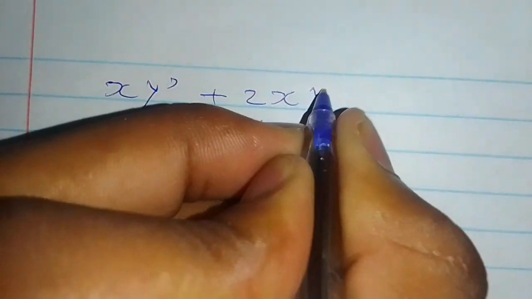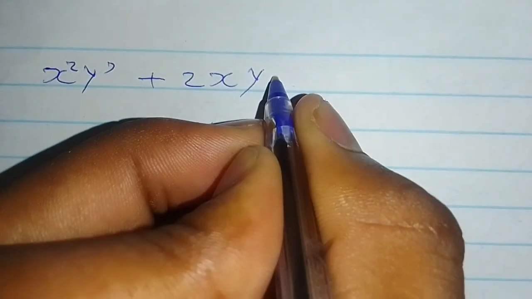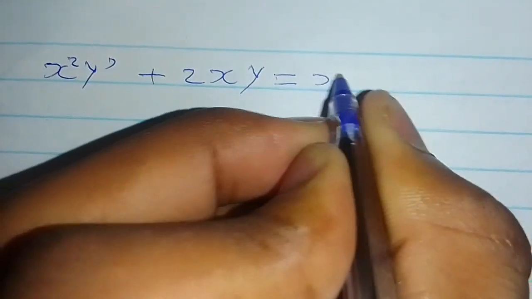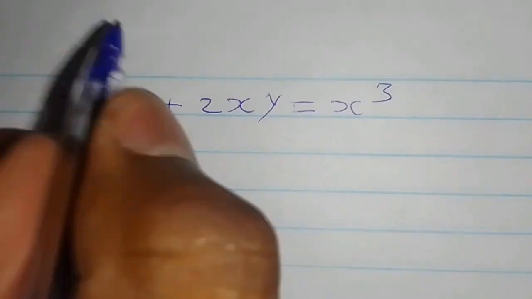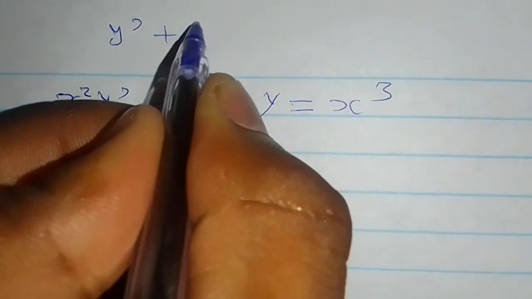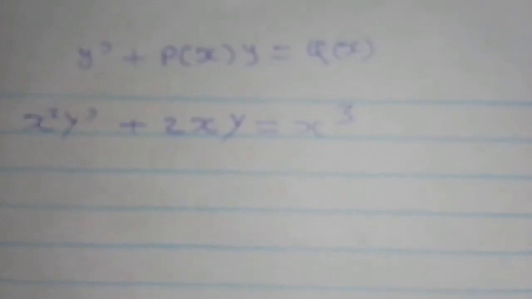Okay, so let's look at another example though. Let's say maybe we have x squared y prime plus 2xy equals x cubed. Notice that this is not quite in standard form. What you need is y prime plus p of x y equals q of x, or g of x, or any function of x.